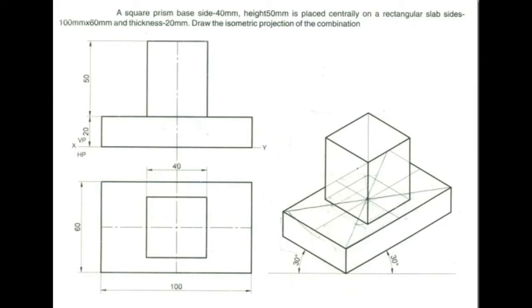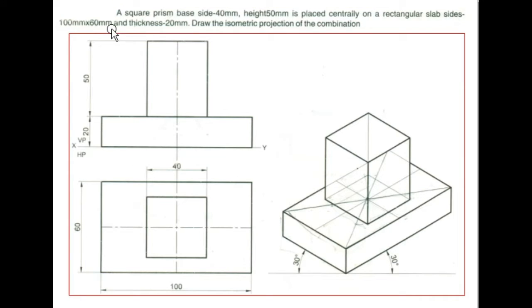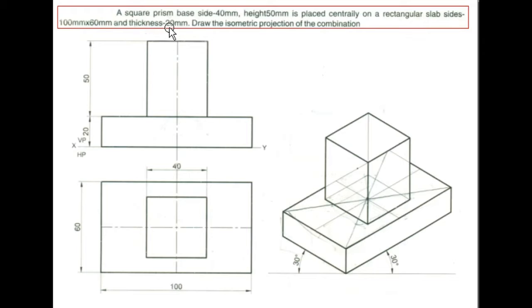I welcome you all for today's session on isometric projection. And the problem which I am going to discuss is this. A square prism, base side 40 mm, height 50 mm, is placed centrally on a rectangular slab, sides 100 by 60 mm and thickness 20 mm. Draw the isometric projection of the combination.